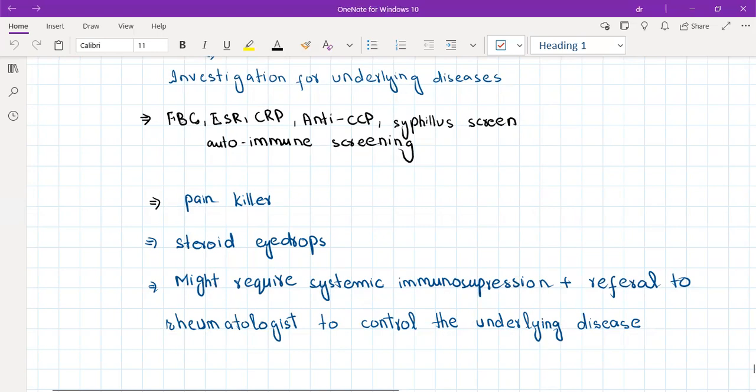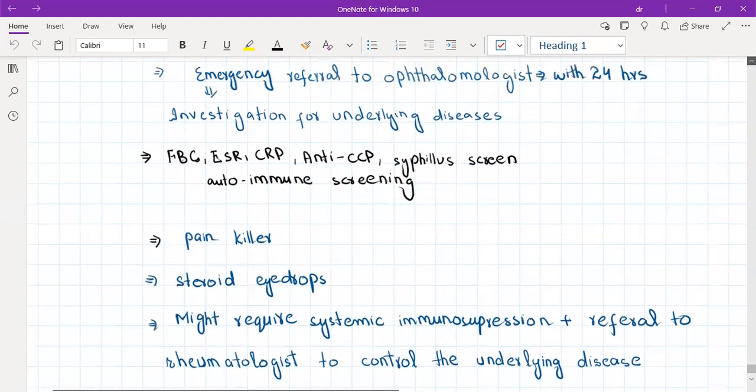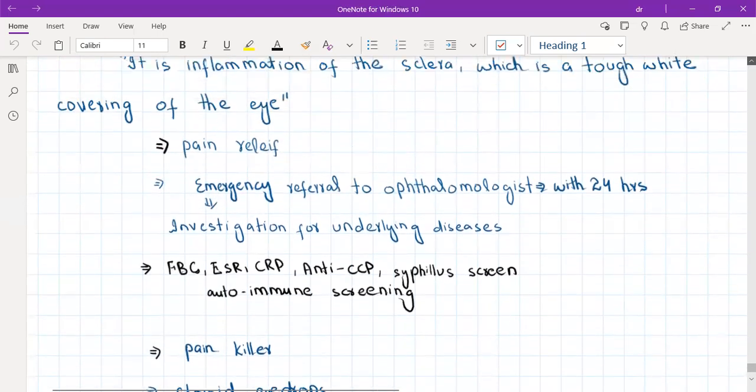So that was all about scleritis. Remember that episcleritis is self-limiting, but scleritis is an emergency referral. That was all about red eye.